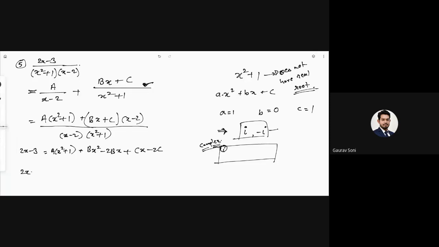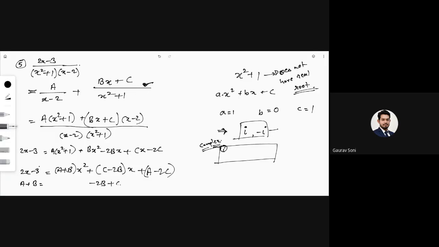And so if I collect the coefficients of x square, I will have a plus b into x square. Coefficient of x is plus c minus 2b into x. And what are the constants? A minus 2c. Now if I compare these two polynomials, what's the value of a plus b, minus 2b plus c and a minus 2c? What are these values?